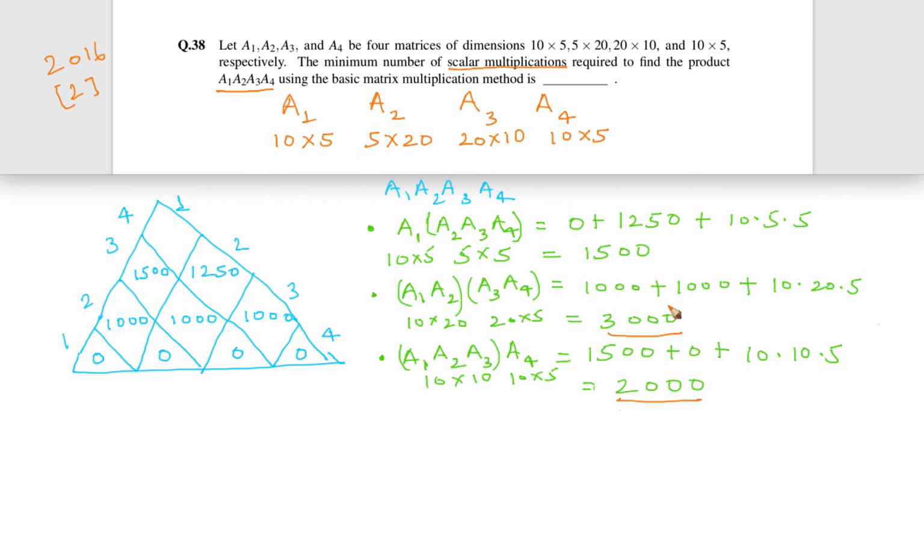And among these three values, 2000, 3000 and 1500, the minimum one is 1500. So for the cell M1,4, which is the number of scalar multiplications for A1 into A2 into A3 into A4, the value is 1500, and that is our answer.